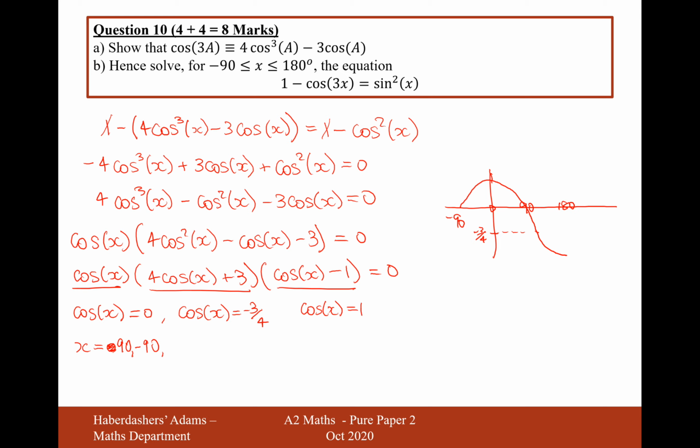cos inverse, fraction button, minus 3/4 will give us, no, hold on, I just put it in the wrong mode, degrees mode, 138.6. It doesn't say to any specific decimal places or significant figures, so I'm just going to write to 3 significant figures, 139. So 139 degrees. And for this one here, x is just going to equal 0. So there we are. These are our 4 answers to this equation: 90, minus 90, 139, and 0. So that's the answer for these 8 marks on question 10. Let's now move on to question 11.